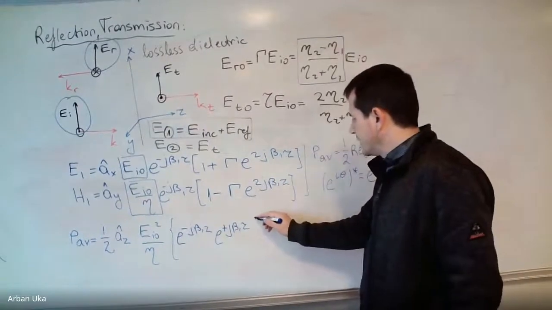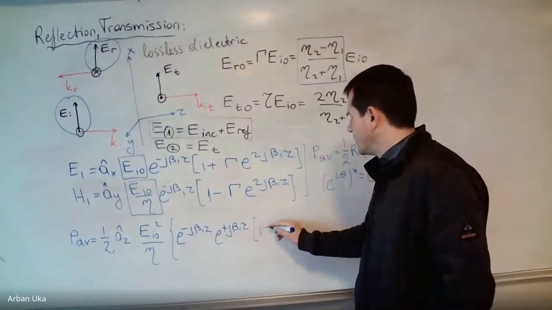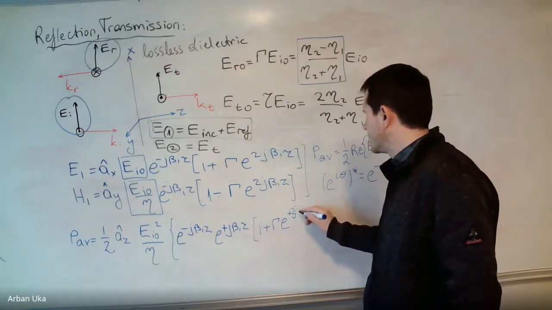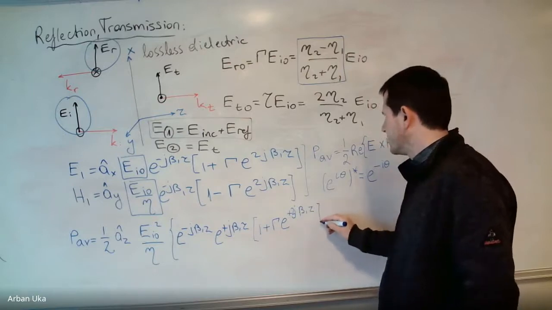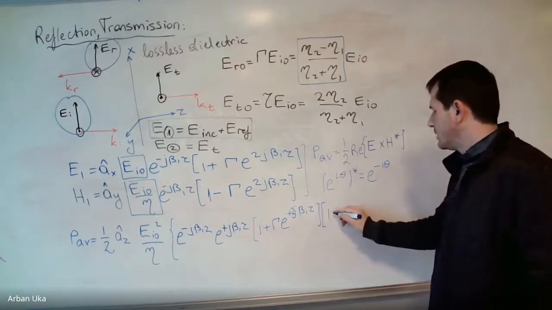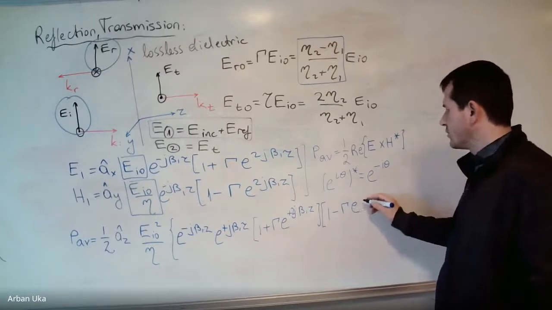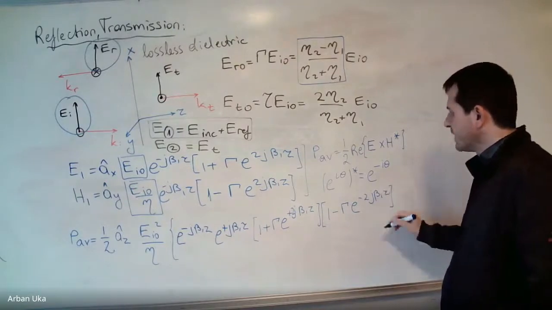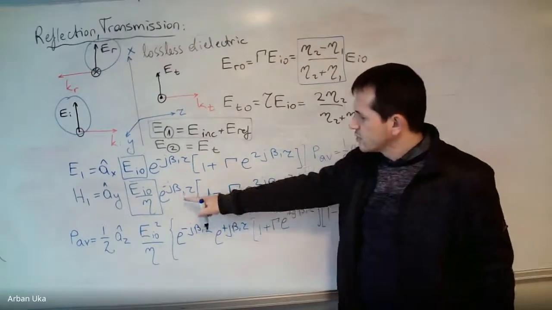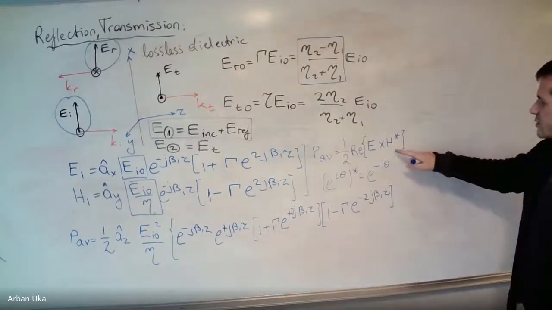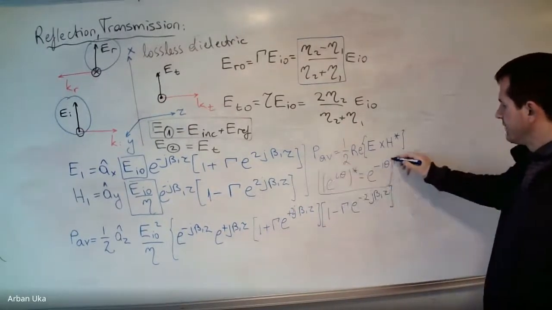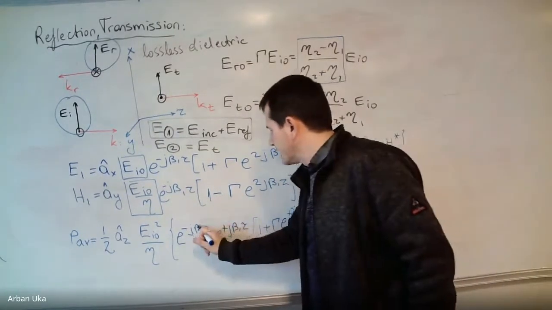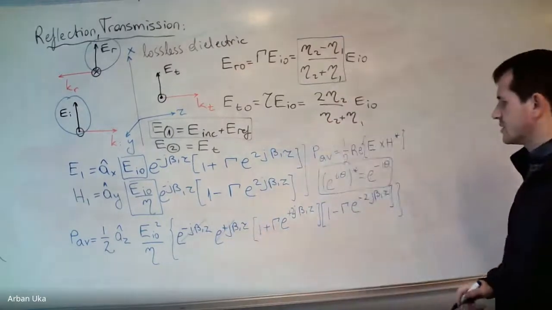And then we have the multiplication between 1 plus the reflection coefficient e to the power plus 2j beta 1 z, times 1 minus the reflection coefficient e to the power minus 2j beta 1 z. Why? Because we have to consider the complex conjugate of every term that we can find in the expression of the magnetic field intensity. Okay? So with these steps, it looks like this is going to be equal to 1. So this is pretty much obvious.